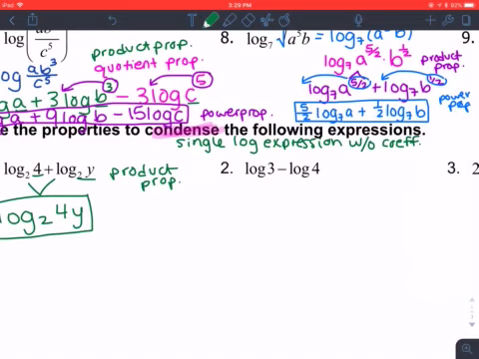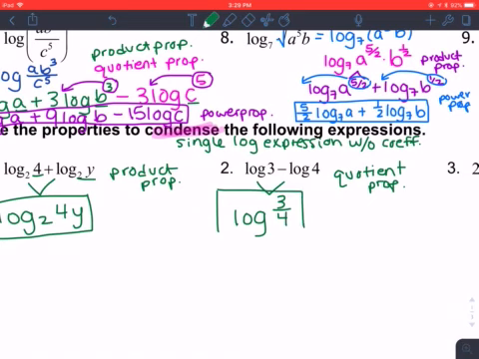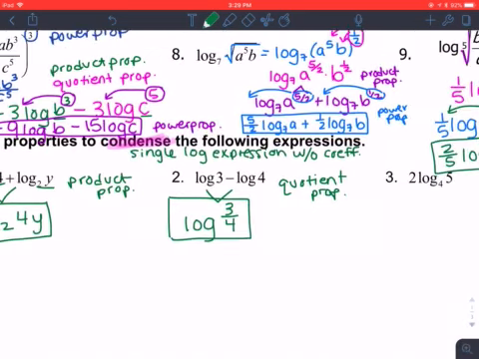For number 2, we're subtracting. So that means we're going to use the quotient property. And when I combine these into a single log, I'm going to divide my arguments. So we have a log with a base of 10 of 3/4, or just log of 3/4.